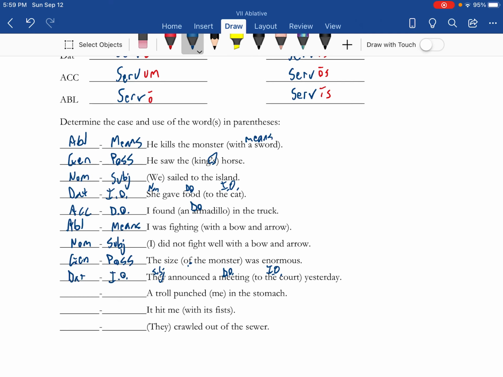A troll punched me in the stomach, that's no good, but "me" is receiving the action, so it's the direct object, which means it's accusative. It hit me with its fist. So the tool or the instrument it's using. And they crawled out of the sewer, that's the subject, so nominative subject. So if you need examples in English, you've got some right here, so look back over this if you need to, if you're struggling with any of the uses.